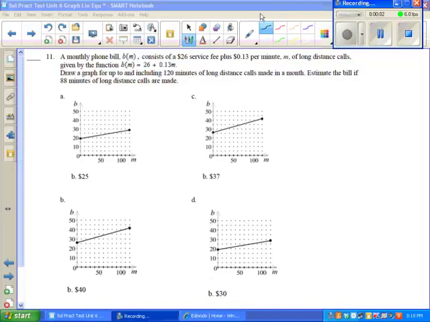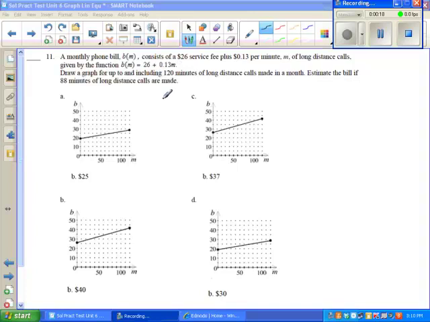A monthly phone bill, and this is a way of writing a function, B of M. The function of M consists of a $26 service fee plus $13 per minute M of long distance calls. And then it's giving you the equation. Again, they're just calling it a function.